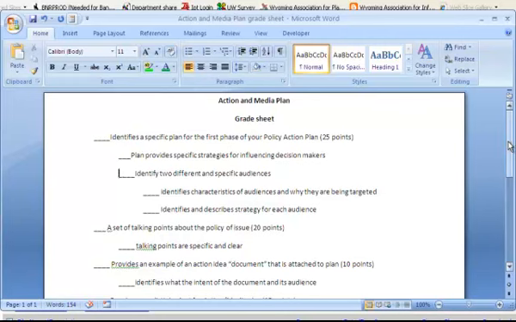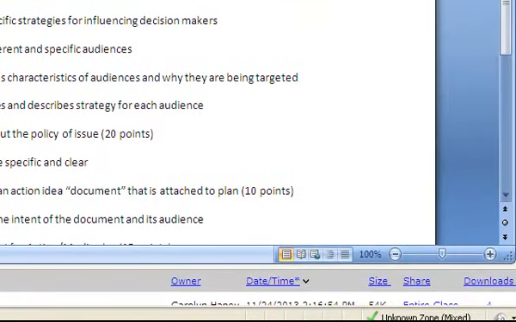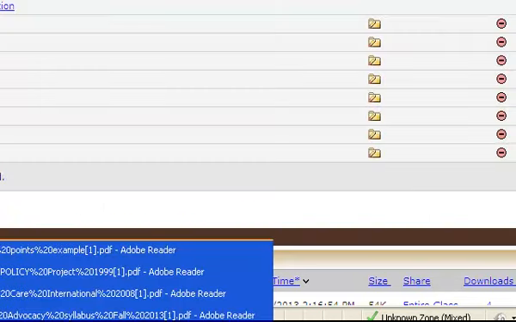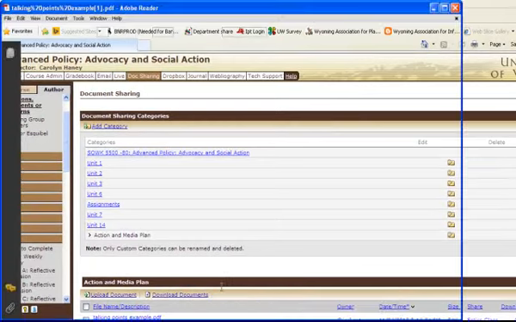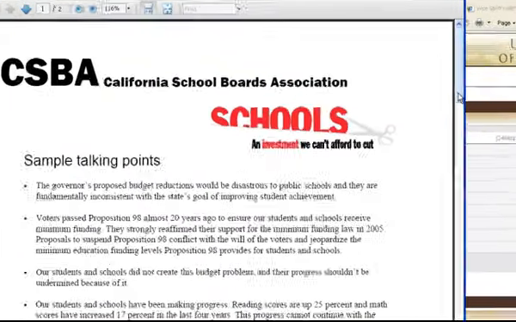The second piece that you need to do is to develop a set of talking points about the policy or issue. The talking points should be clear and specific. And I went out and I found some examples, and they're in the doc sharing.